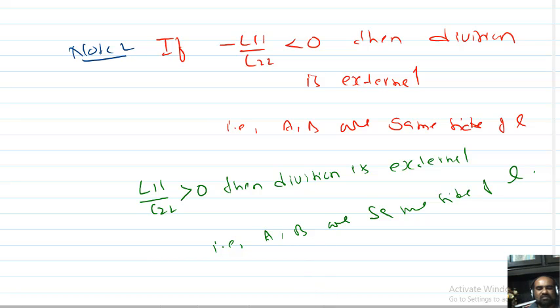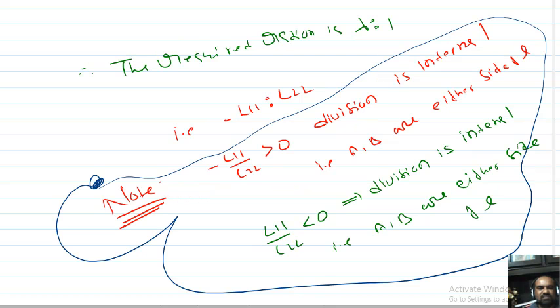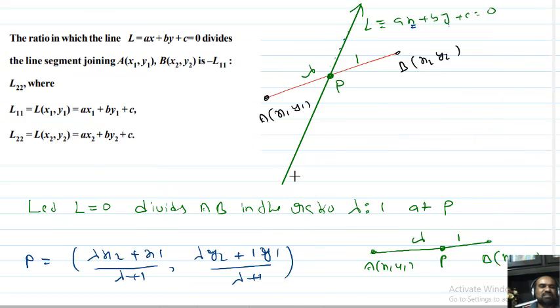Okay, students. So listen, this is how I got the result: at what ratio this line divides the line segment joining these two points. The ratio may be internal or external, depending upon the lambda value.